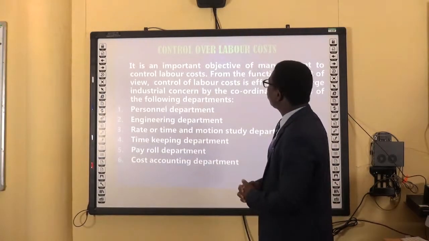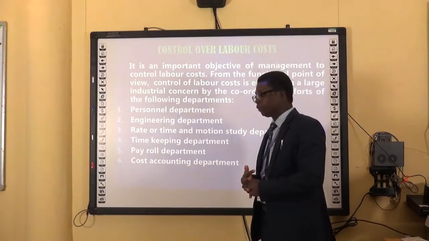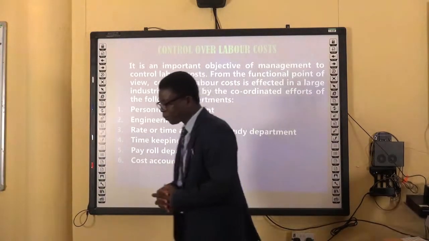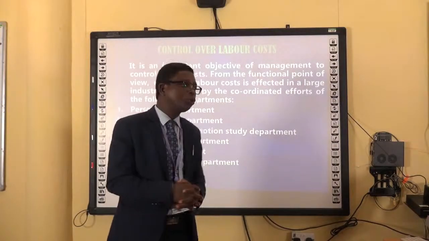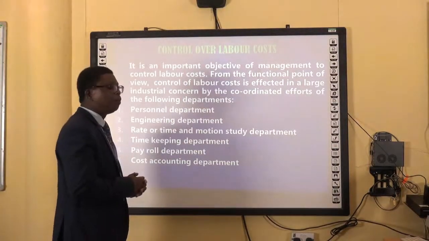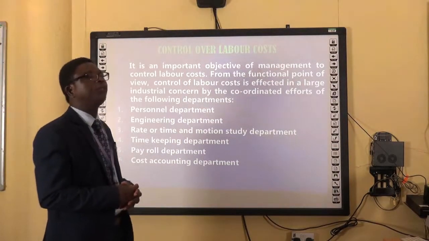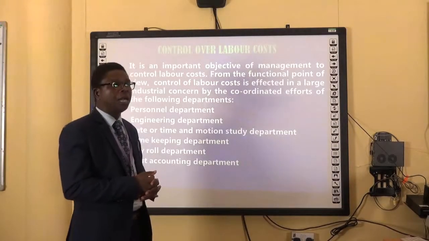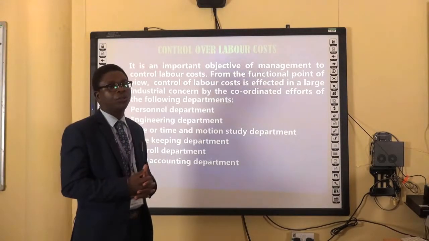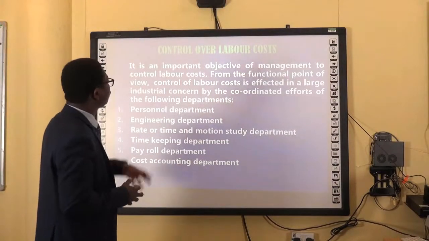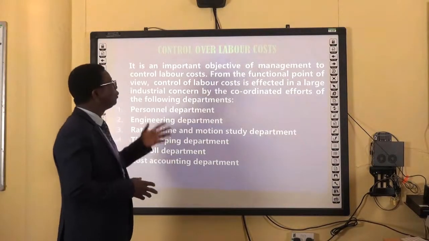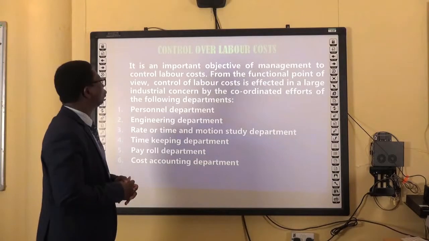Now, control over labor cost. This is very, very crucial. There is need to control the cost of labor in every organization if profitability is the goal and if we are to maximize return on shareholders' wealth. So it is important for management to control labor costs.